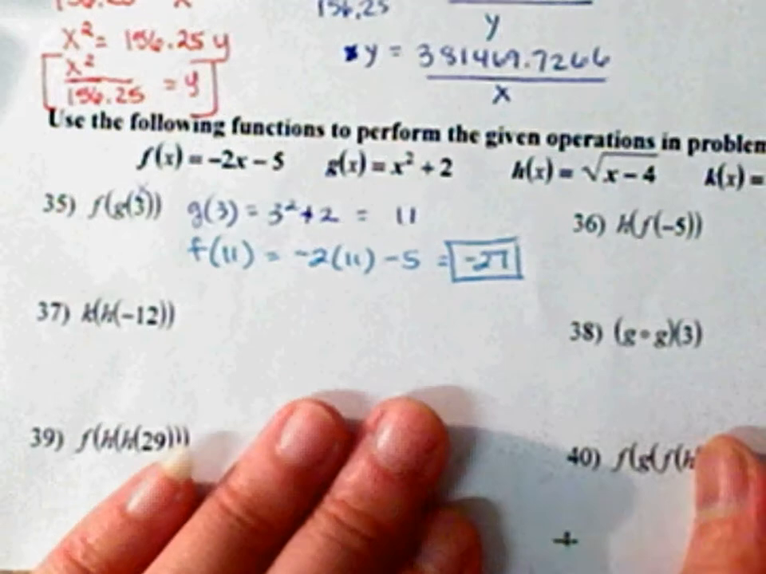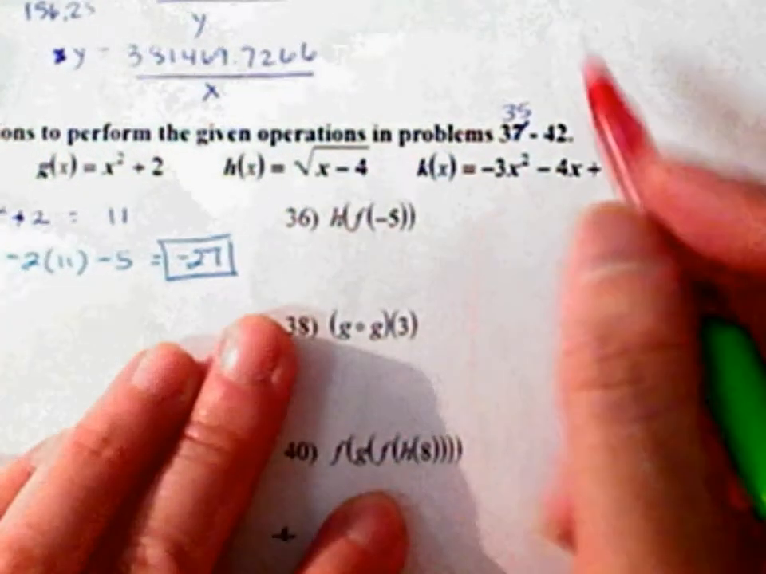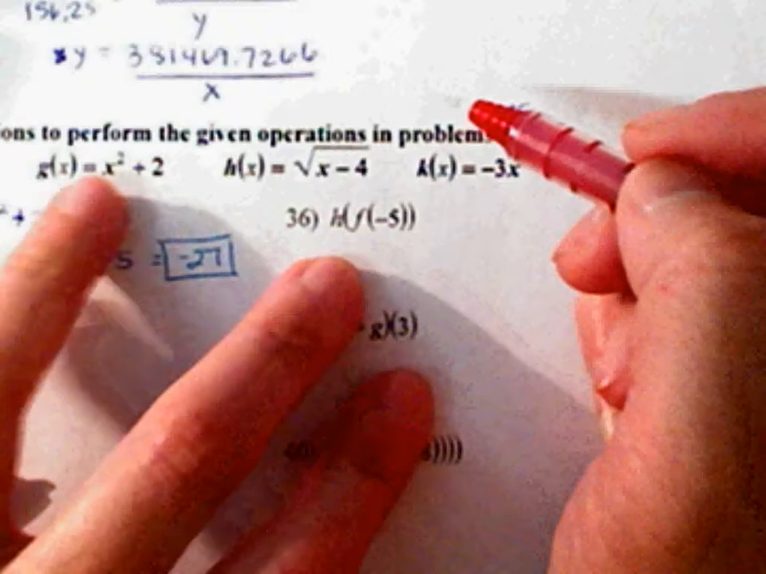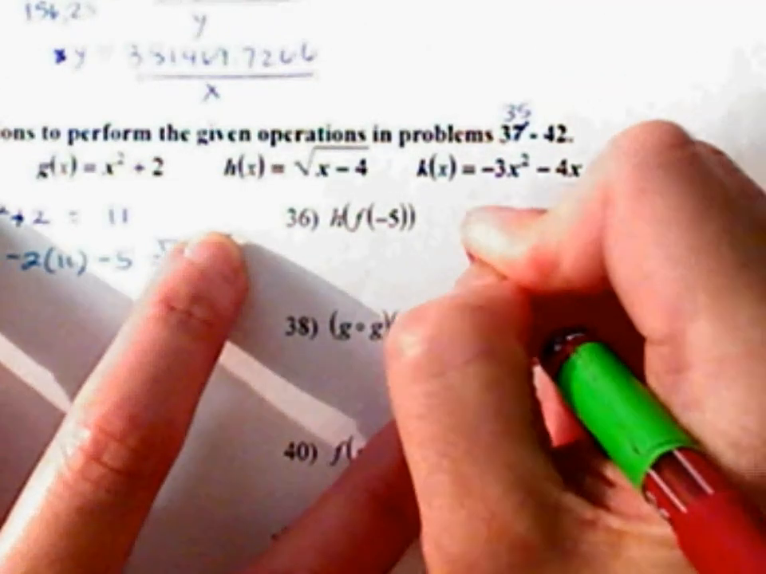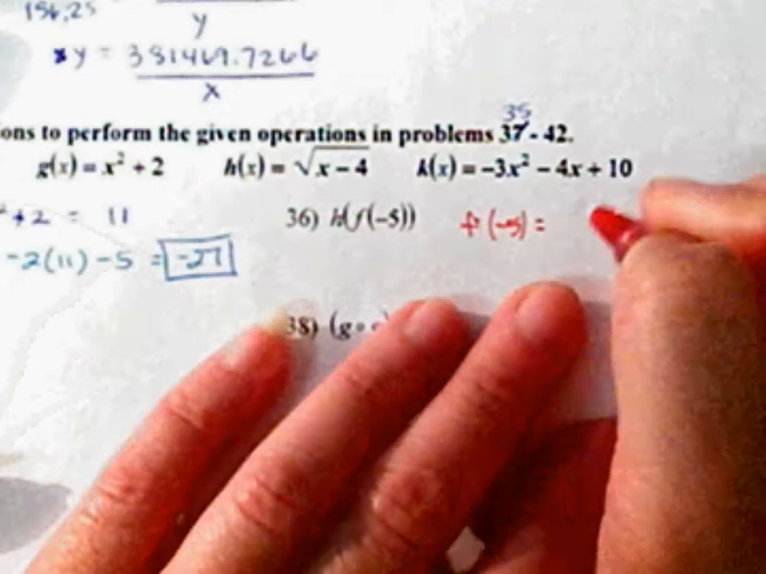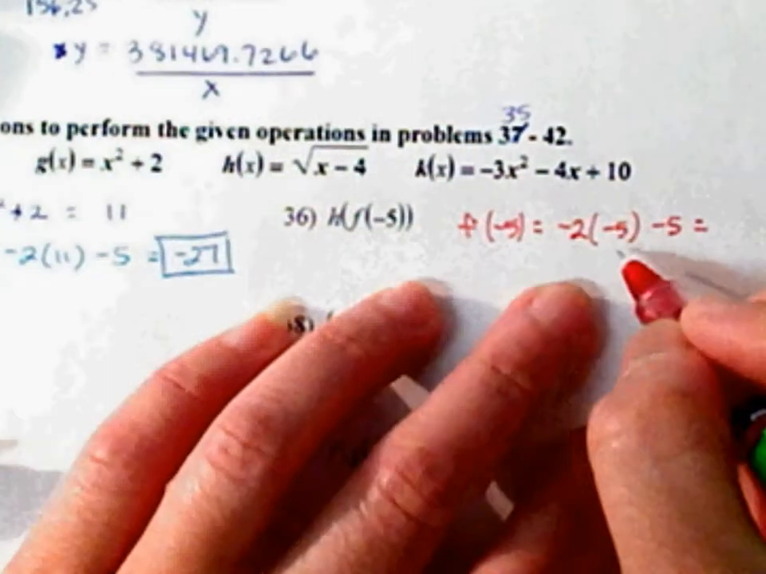36. You start off with a negative 5, okay? So f of negative 5, so you're going to have negative 2 times negative 5 minus 5. Negative 2 times negative 5 is 10. 10 minus 5 gives you 5.